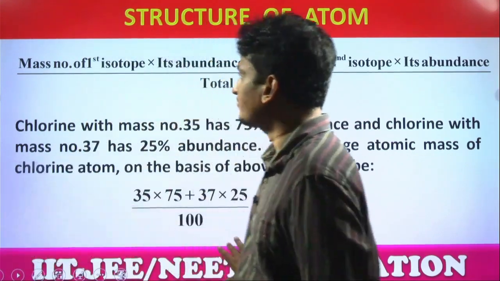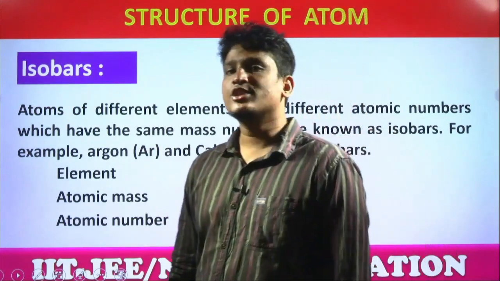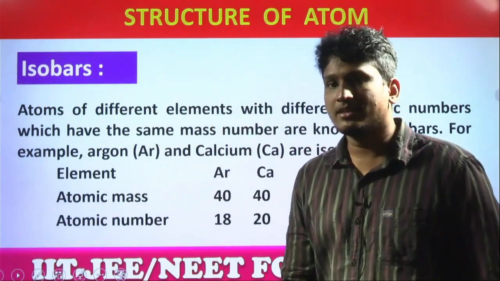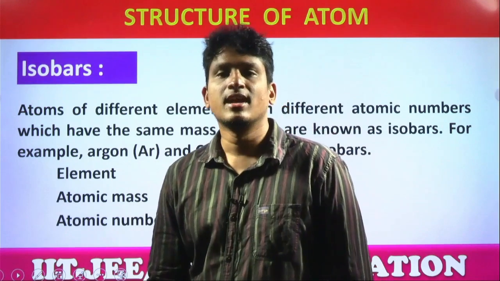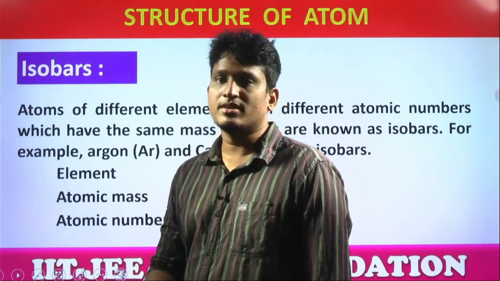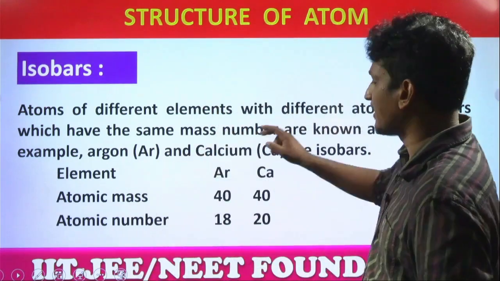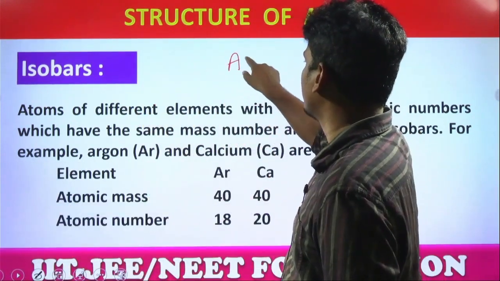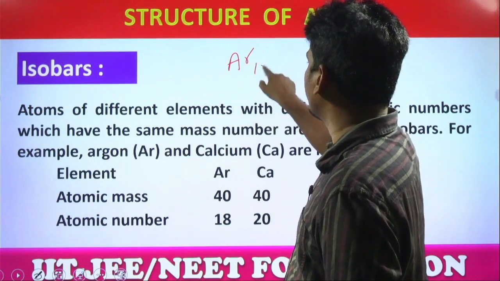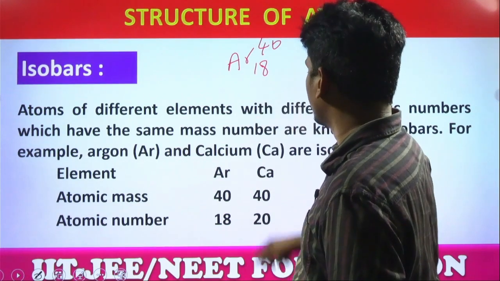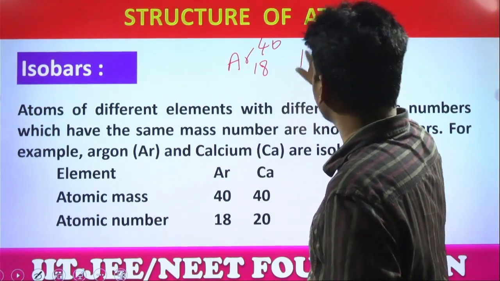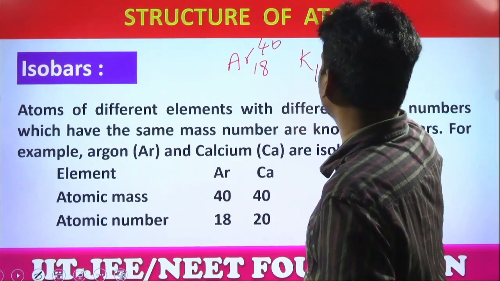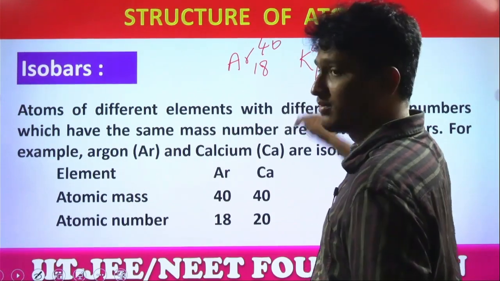So next we have isobars. Isobars means, students, different elements but with the same masses. That means atoms with different atomic numbers but the same mass numbers. Examples are given here. Argon: its atomic number is how much? 18. Mass number is 40. Next, potassium is also there: atomic number 19, mass number 40.